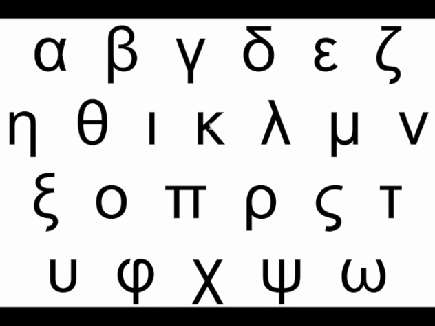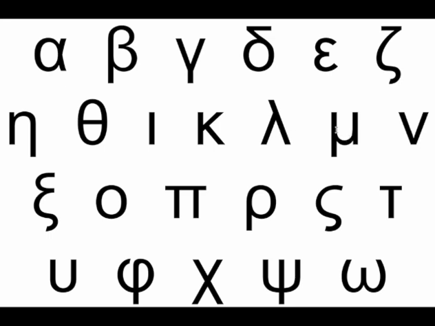Next is a kappa. It makes a K sound, very similar to the English K. A, V, G, D, E, Z, A, th, E, K. Next is a lambda, which makes an L sound. A, V, G, D, E, Z, A, th, E, K, L.